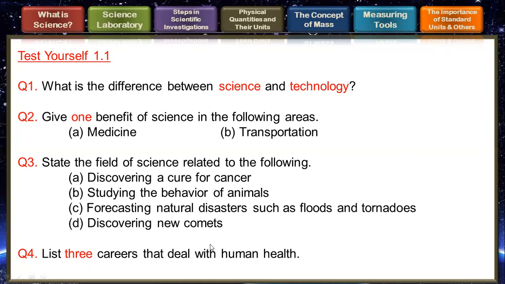And number four, list three careers that deal with human health. That means, who are those people responsible for making us healthy? So you have to list down the names of the professions or the jobs of those people. Three careers that deal with human health.